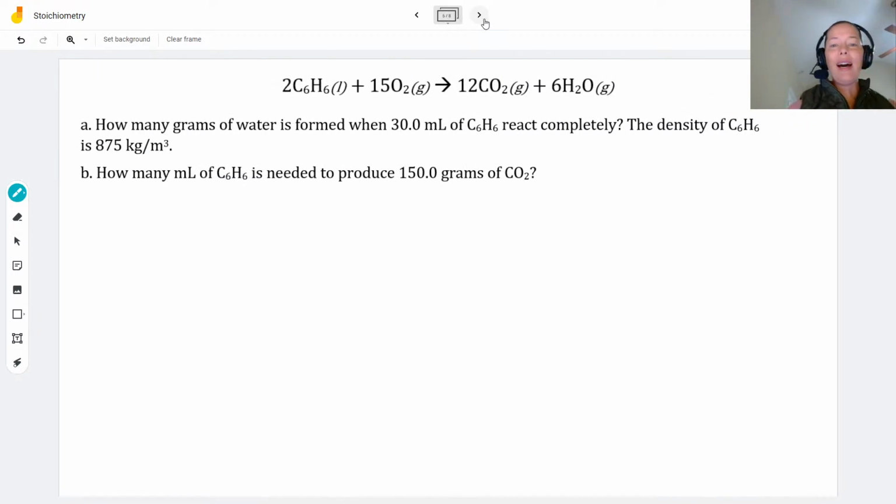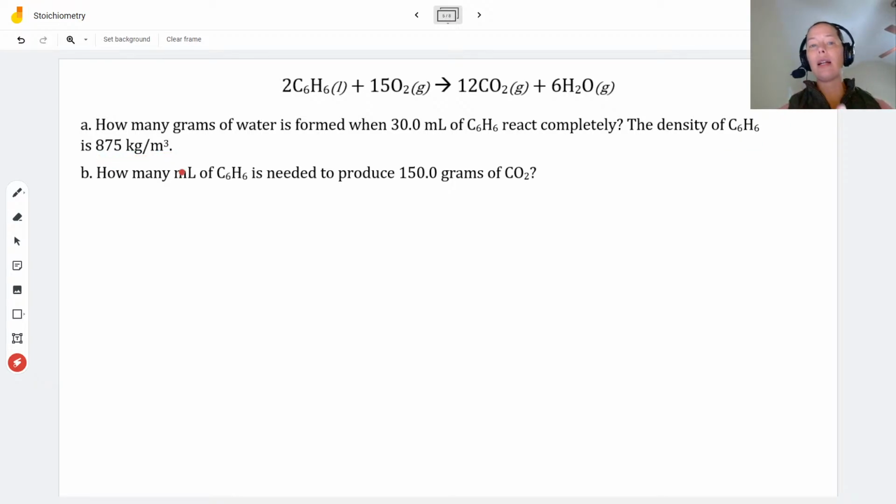Okay, so this one we're going to start using some density. Our previous problem was just grams to grams, simple stoichiometry limiting reagent. So now I want to mix it up a little bit, and let's talk about what happens when you have density in a problem. But let's just read it first. Again, we're given a balanced chemical equation. This is a combustion reaction. And we're asked how many grams of water is formed when 30 milliliters of C6H6, this is actually benzene, react completely. And they give us the density of benzene as 875 kilograms per meter cubed.